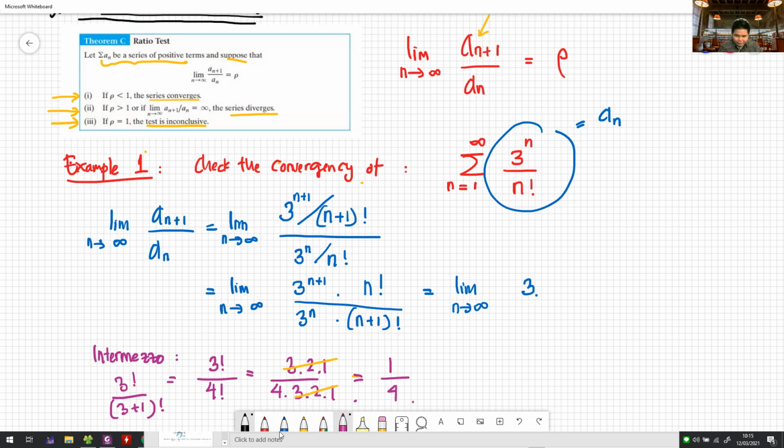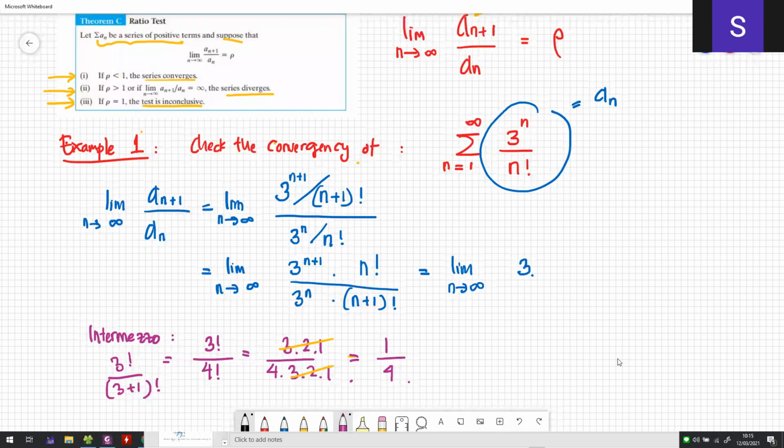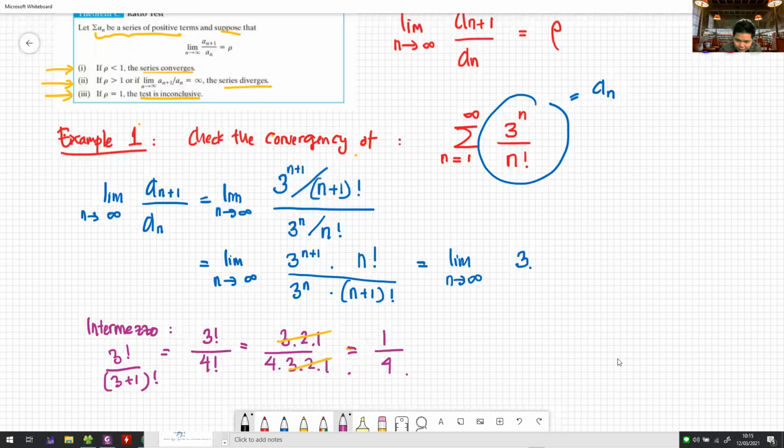Okay, what do we have here? n factorial divided by (n+1) factorial. What do we have? From here, what can we conclude? 1 over n+1. Yes, 1 over n+1. That's it. So the result is 1 over n+1.